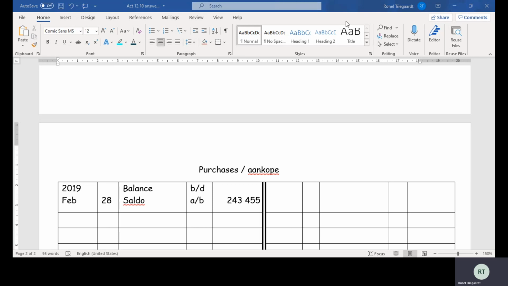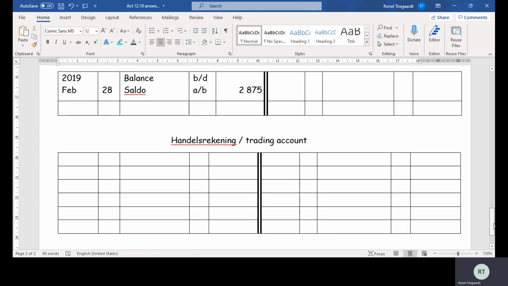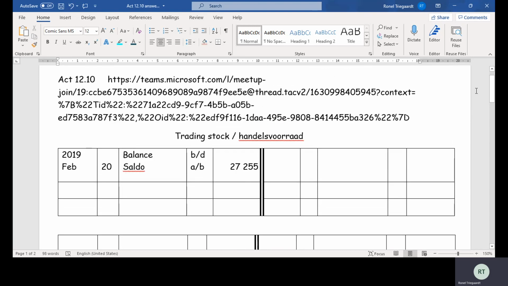Then you also had to do carriage on purchases. I just want to get to my carriage on purchases. Also on the 28th. And then you had to do the trading account, which obviously does not have a balance. Okay. Are you fine with this? I have opened all the other accounts because I want to use this exercise to explain. You didn't need to do all the accounts. I'm just going to explain as we go along.